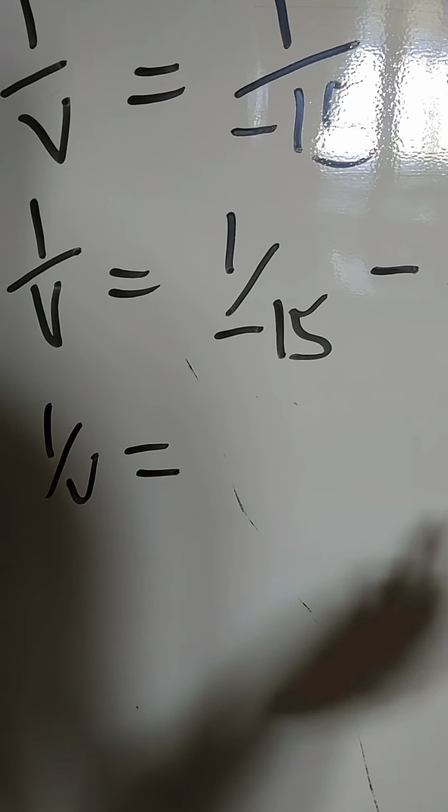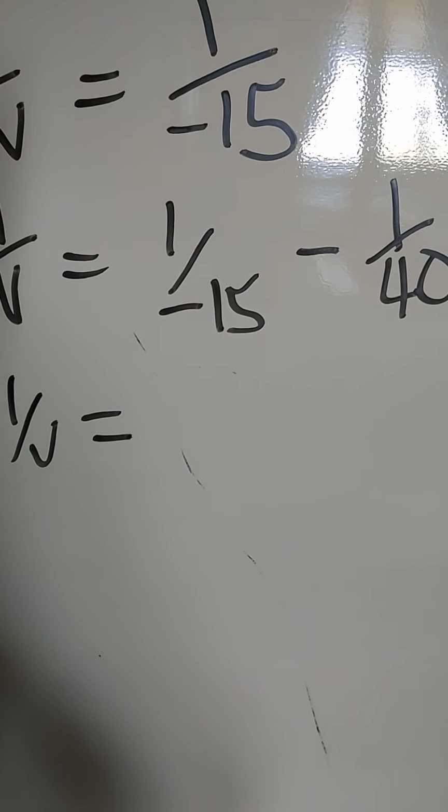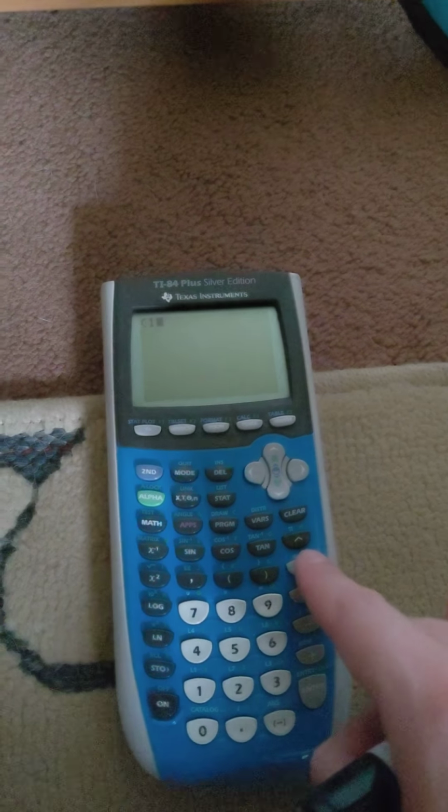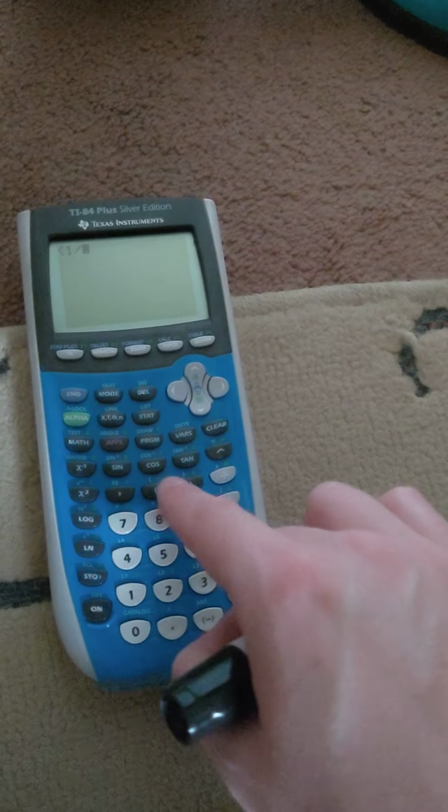I don't know. Why do I just not keep the calculator on me? Hold on. Down to the calculator becomes 1 divided by 1, -15.